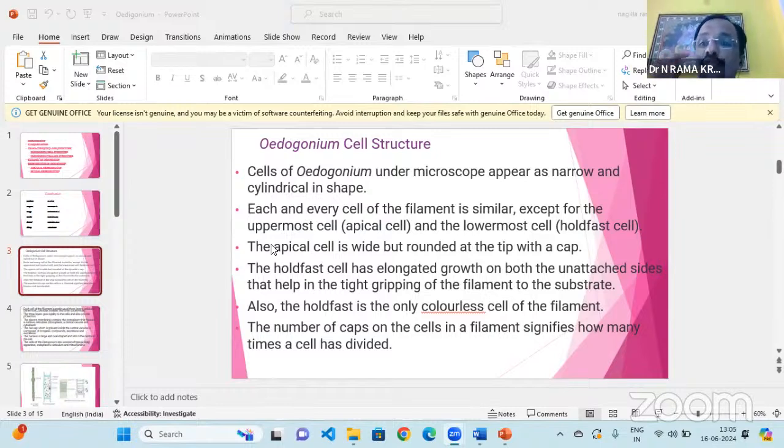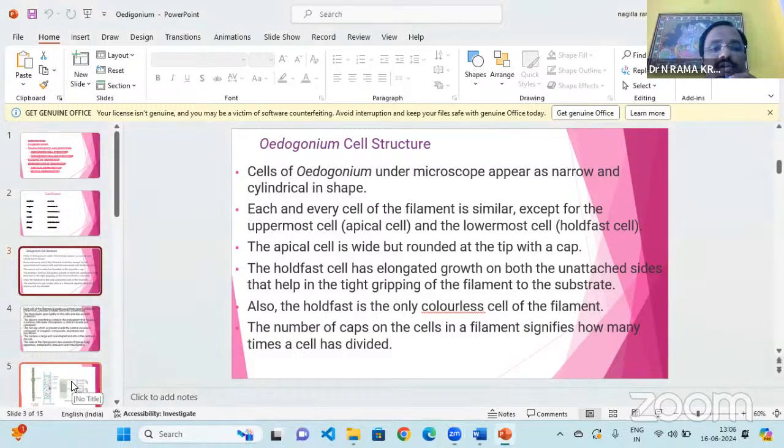Now you see why we are saying except the upper one: the apical cell is white but rounded at the tip, a cap-like structure. That's why it often differs a little. So the apical cell is white but rounded at the tip with a cap. The holdfast cell has elongated growth on the unattached sides that helps it.